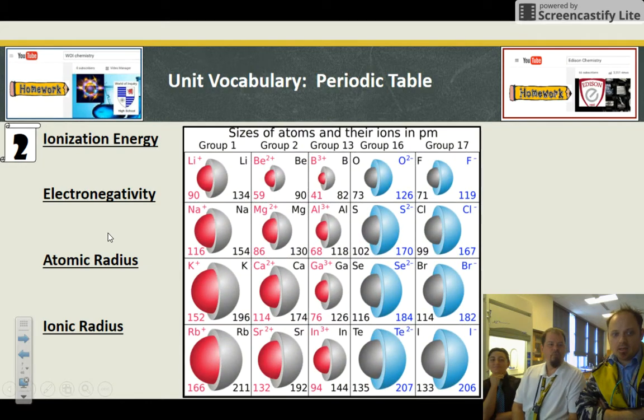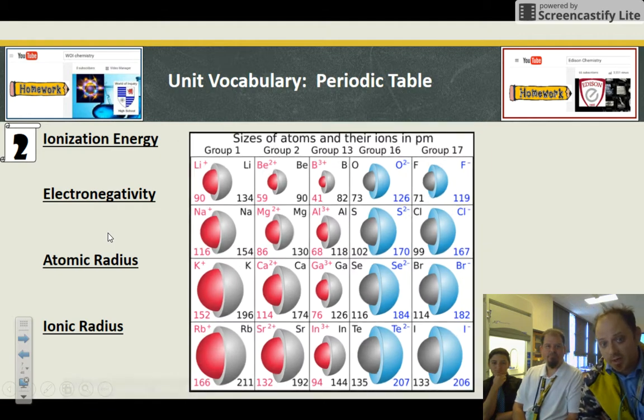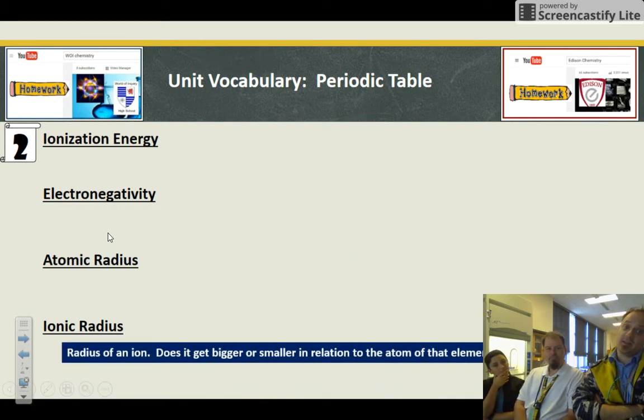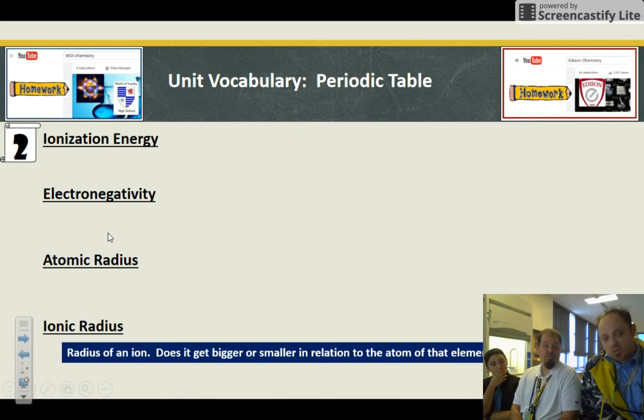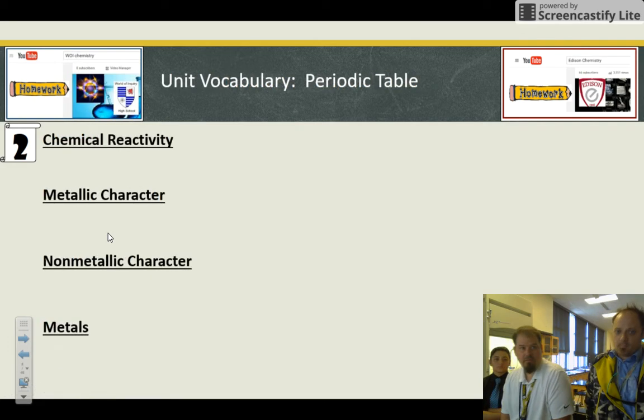Ionic radius. I love this chart because it shows you both the atomic radius and the ionic radius. It's the radius of an ion. Simply put, does it get bigger or smaller when it loses or gains electrons? In that particular element, and that's what you've got to know in relation to its parent element, right?